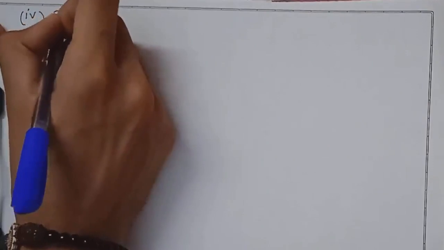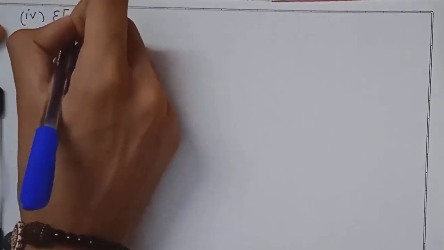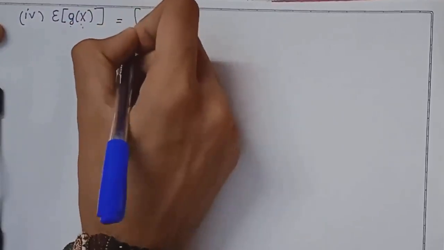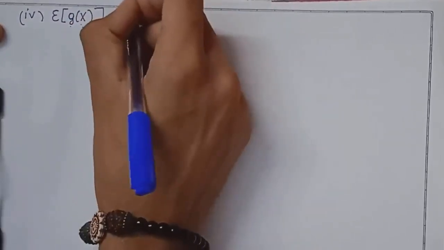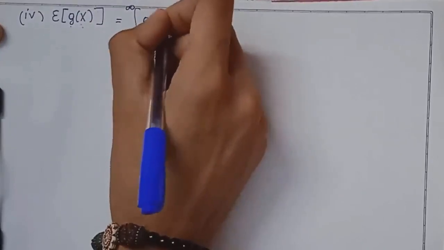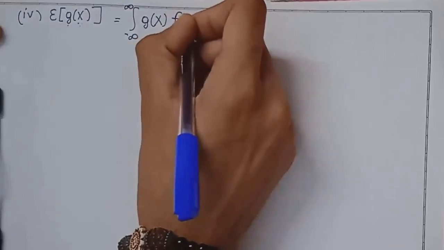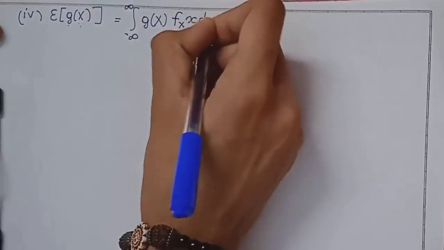The fourth property of expectation operator says that the expectation of any function of a random variable, here g(x) is a function of the random variable capital X, is equal to the integral from minus infinity to infinity of that function whose expectation we are finding, multiplied by the respective PDF values.